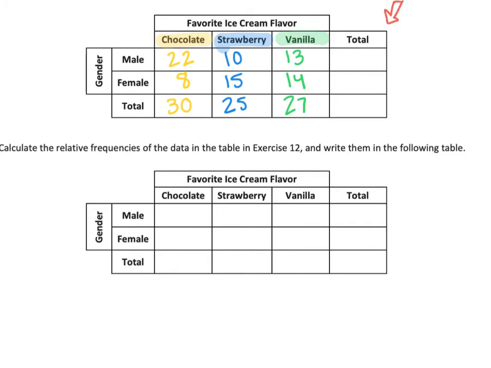Okay, so there were a total of this many male students, 22 plus 10 plus 13. 22, 32, 42, 44, 45. 45. So we're just adding all of these numbers up. 22 plus 10 plus 13, total of 45 students for males. For females, we're going to do 8 plus 15 plus 14. So please find that total. I'll give you 10 seconds.